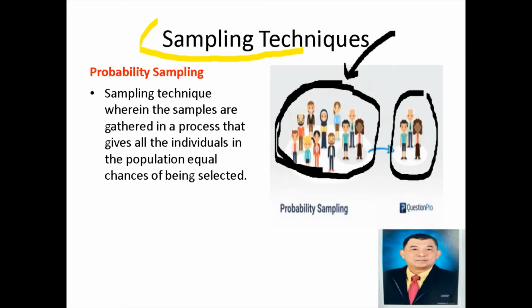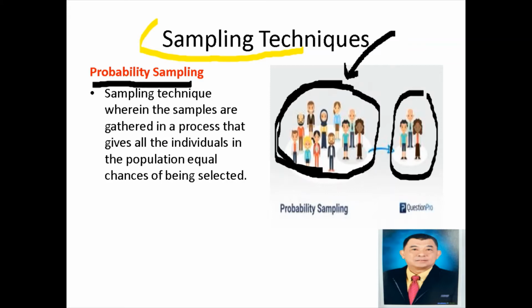Okay? So, sampling comes in two forms: probability sampling and non-probability sampling. Again, I would like to reiterate that we will not discuss non-probability sampling. I have a separate video on this.